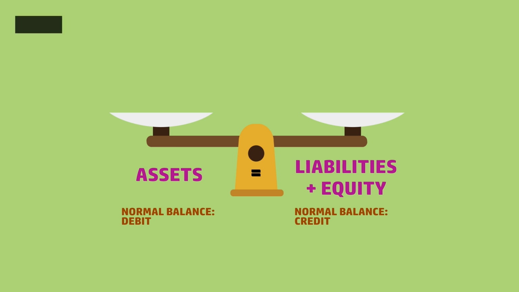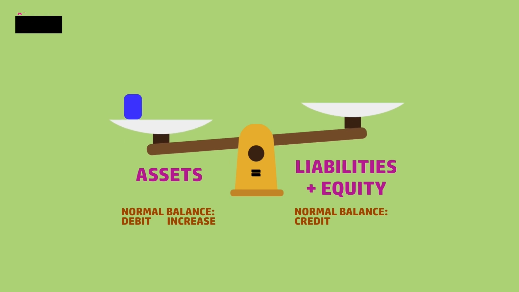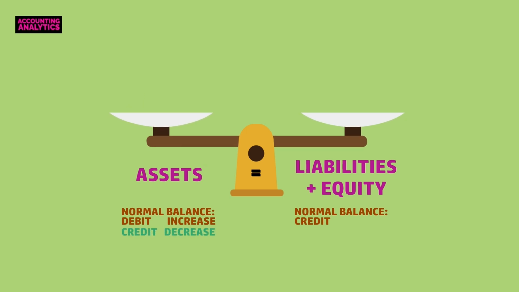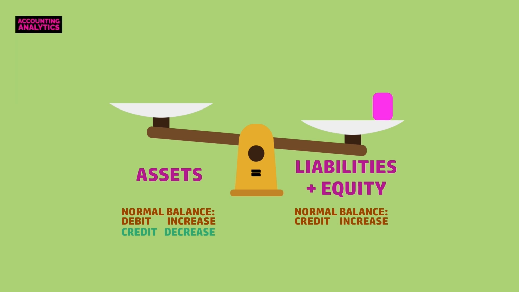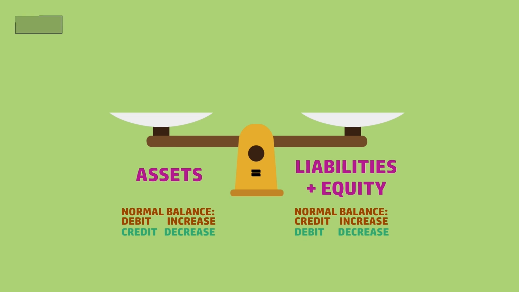What I mean by normal is that if we want to record an increase in the accounts on the assets side, we use debit, or credit if we want to show a decrease. And for the right side of the equation, an increase is recorded with a credit, or debit if we want to show a decrease. Now, in front of any transaction, all you need to do is to determine how it will affect both sides of the equation so we can determine what to debit and what to credit.